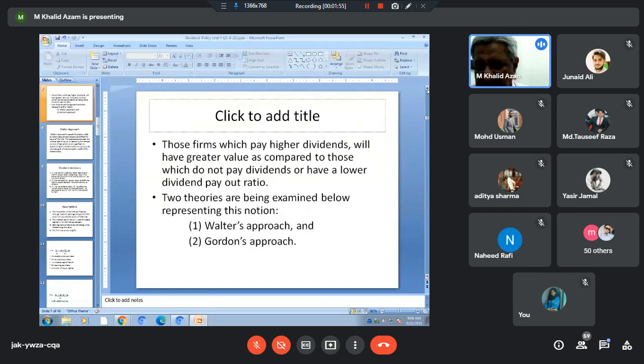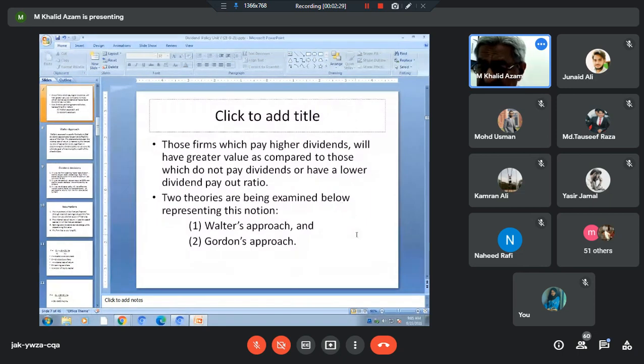And based on that, we have divided the two theories. One is the theory of relevance, and another is the theory of irrelevance. In the category of relevance, I started to discuss with you the first model, that is the Walter model, and the next model is the Gordon model. These two models we generally discuss as a part of dividend policy, where the dividend decision or dividend declaration is going to affect the value of the firm.